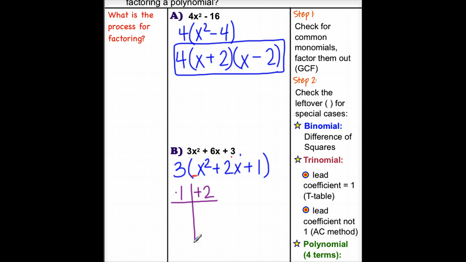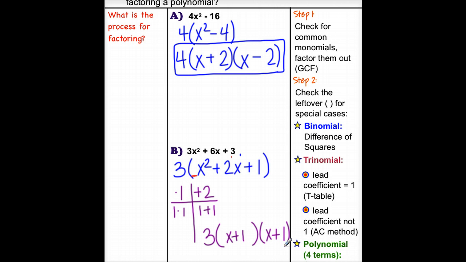So the only thing I know of is 1 times 1. And 1 plus 1 does in fact give me 2. So I know that my answer is going to be 3 times x plus 1 times x plus 1.